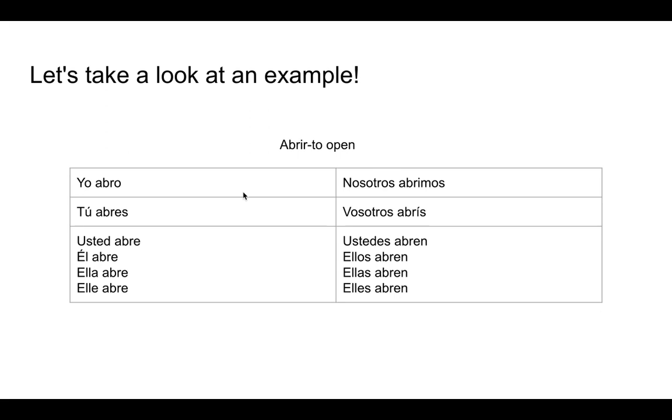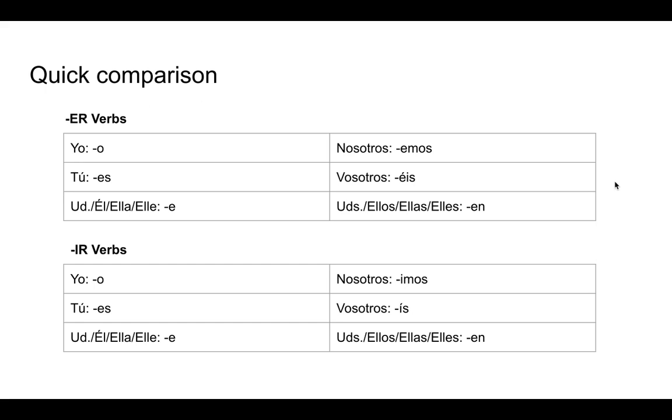Now you may have noticed that some of these endings look kind of similar to the endings we saw a little while ago with my ER verbs. Let's take a look at what is the same and what's different. So here are my endings for my ER verbs. O, es, e, emos, éis, en. Now let's take a look at my IR verbs. O, es, e, imos, ís, en.